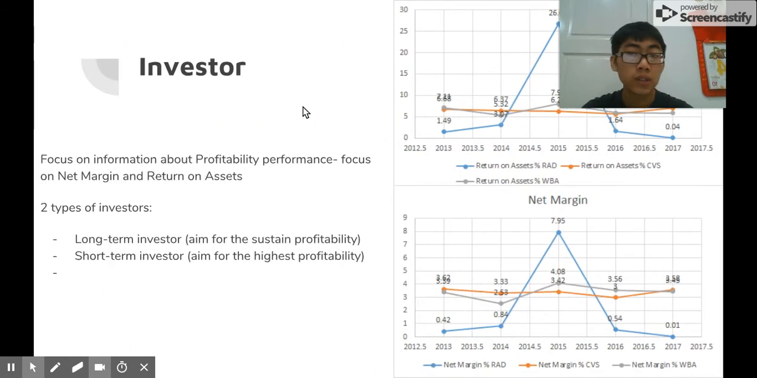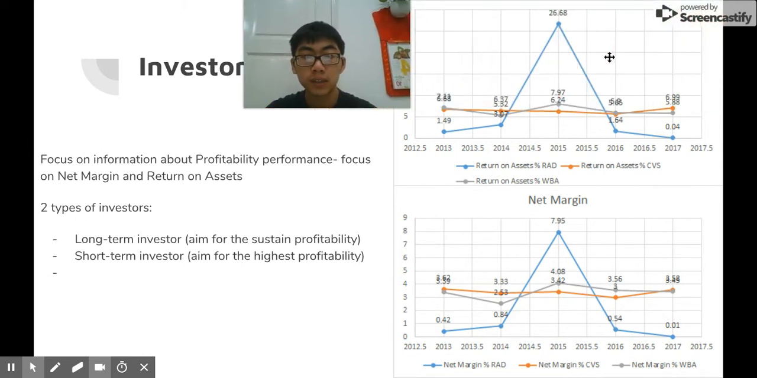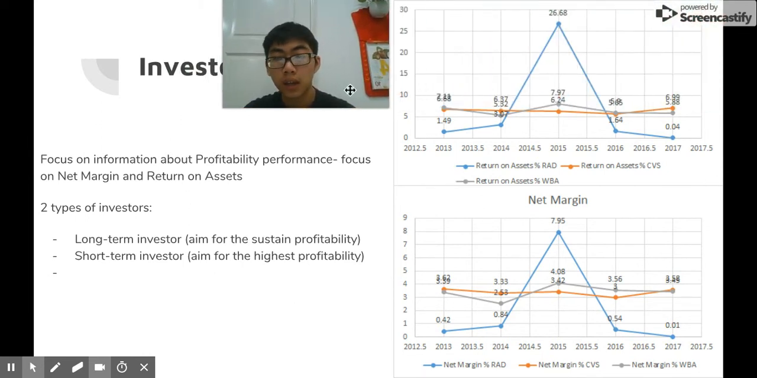Next, I want to talk about investors' views on firms. The investors will focus on the profitability performance, which specifically is the net margin and the return on assets. Here we can see the return on assets of the first firm is not as high as the others. WBA and CVS tend to be blended, so they are the same to the investors.